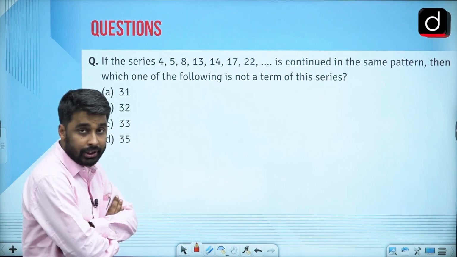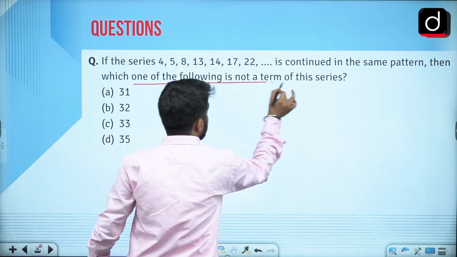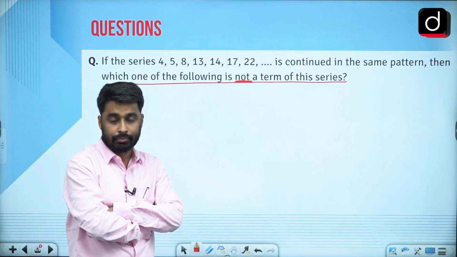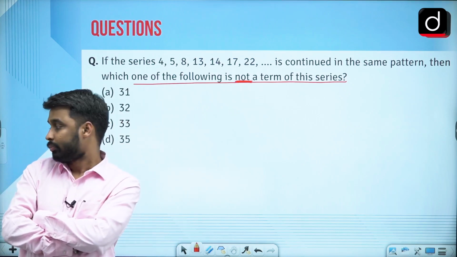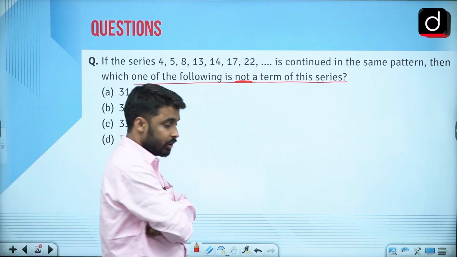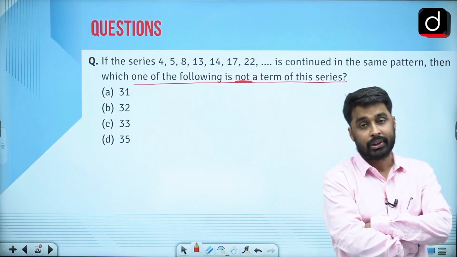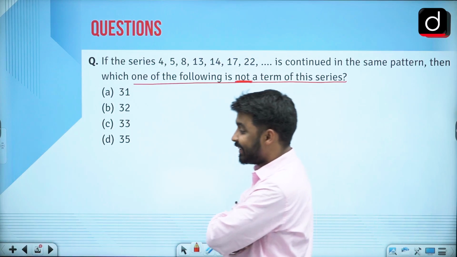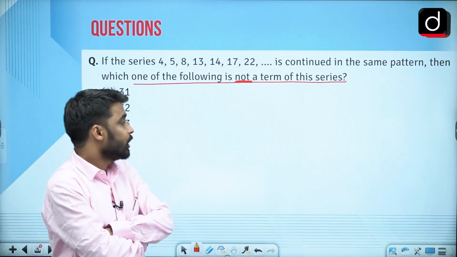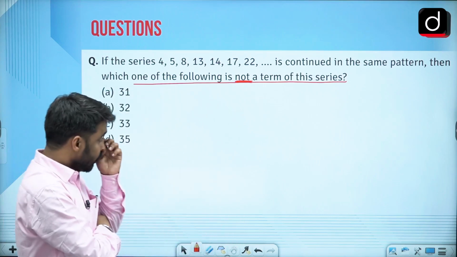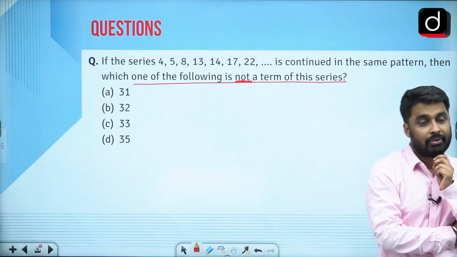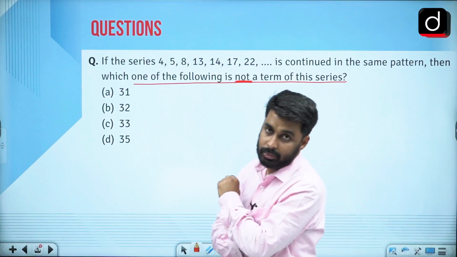But again, I'm saying, please read the question carefully. Which one of the following is not a term of this series? That means here you are not finding the missing term, but the term which cannot follow in this series. That means you have to solve this series beyond the given terms. This question is similar to the wrong term type, but here, instead of finding the wrong term, you have to find the term from the options which cannot be in this series.